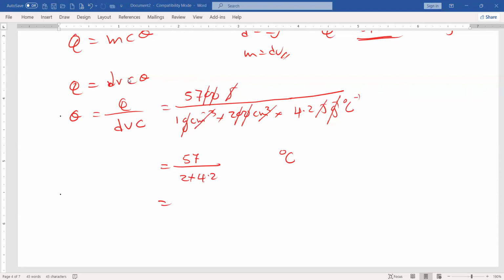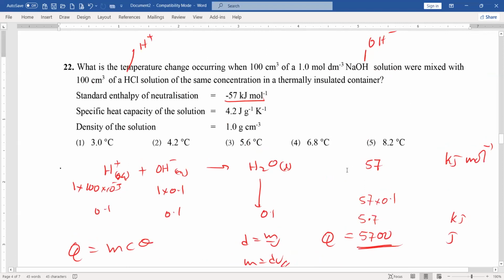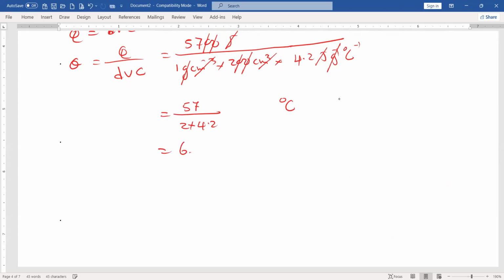You can go to the log table and do the calculation, but here I don't use that. I can straight away use my calculator: 57 divided by 2 into 4.2. Yeah, the answer is 6.78. Let's see whether we have such an answer. It is 4. 6.78 is nearly equal to 6.8. So the answer is 6.78 Celsius. Answer is 4.